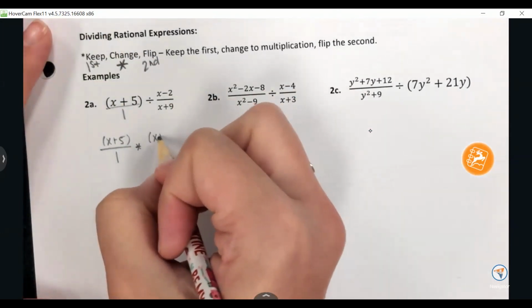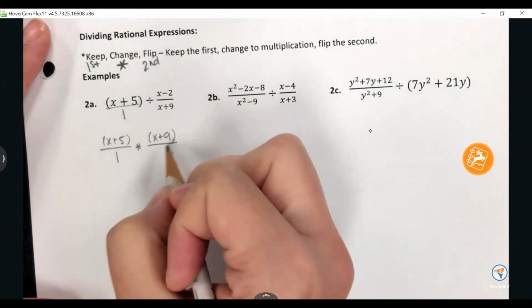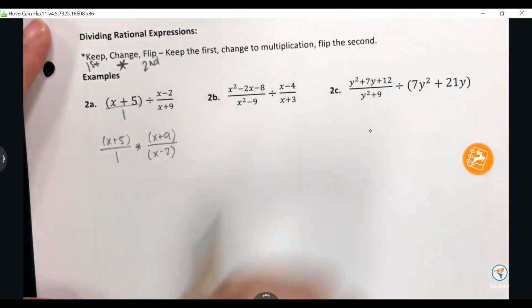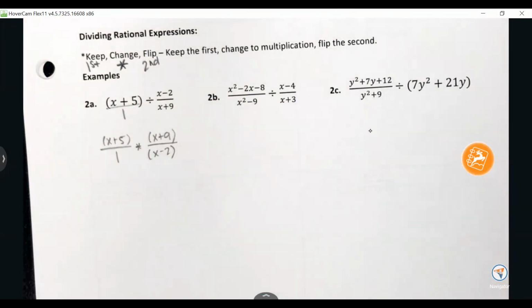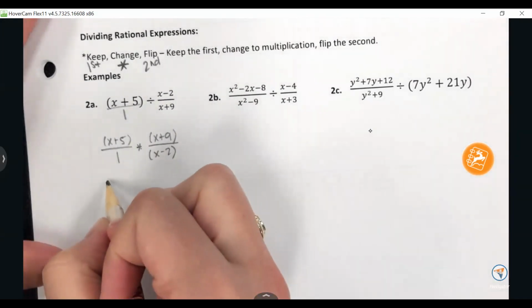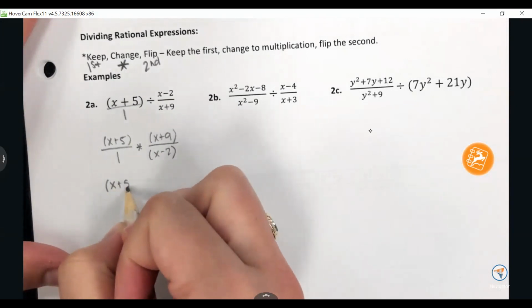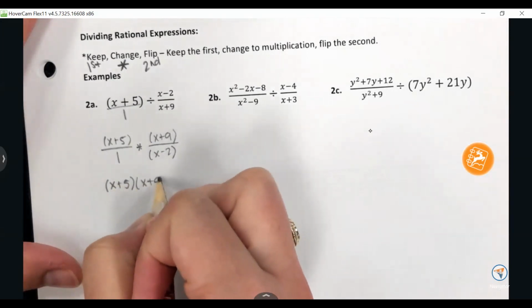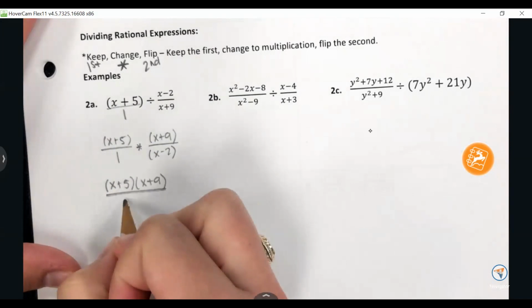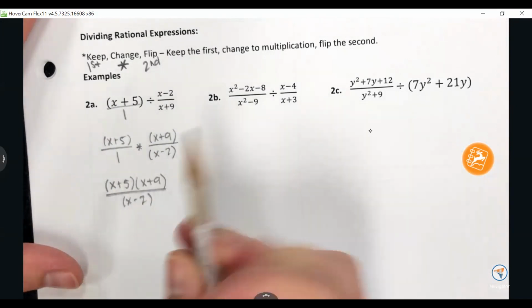So it'd say x plus 9 is now on top. X minus 2 is in the denominator. Do I need to simplify anything? Can I factor anything out? Can I cancel anything out? No. So then how could I write my final answer? X plus 5 times x plus 9 all over x minus 2.